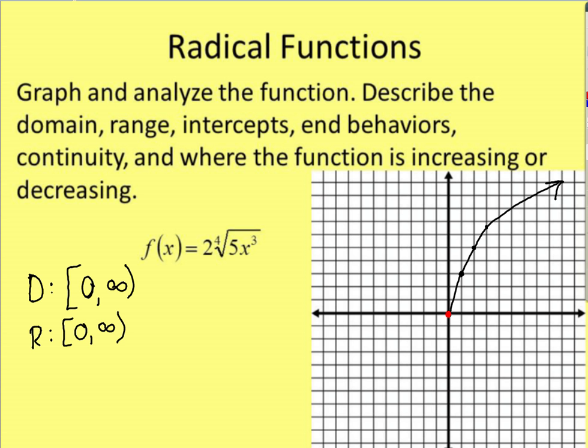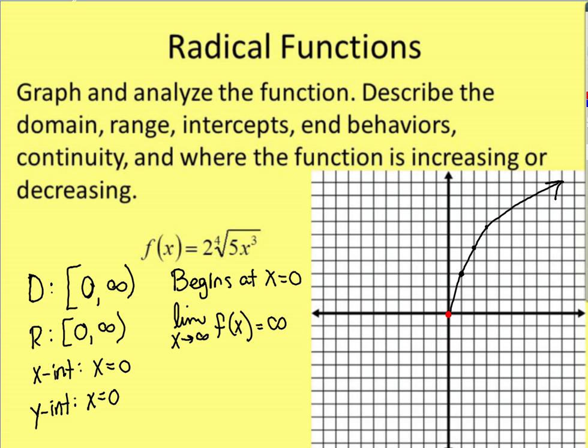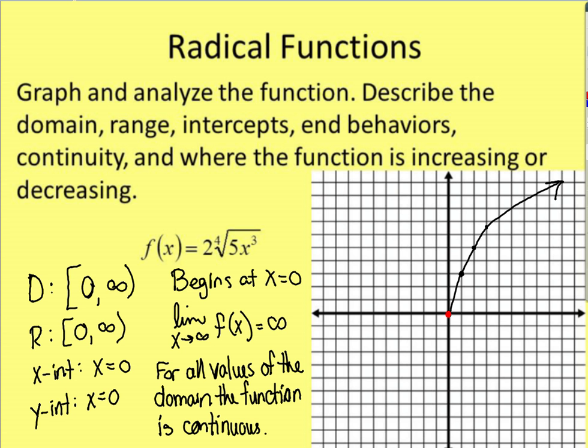The end behavior, the graph starts or begins at x is equal to 0, so there is no left end behavior. But on the right end, you can see it's continuing up forever, so it's going off to infinity. To determine if a graph is continuous, you see if you can draw the entire graph without having to pick up your pencil. Now it does not continue on to the left, but for all values of the domain, the graph is continuous. So we say for all values of domain, the graph is a continuous function. And if we look at the graph, it is continuing to go up, so it's increasing from 0 to infinity.